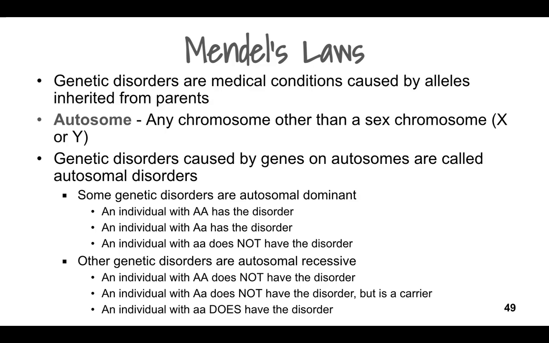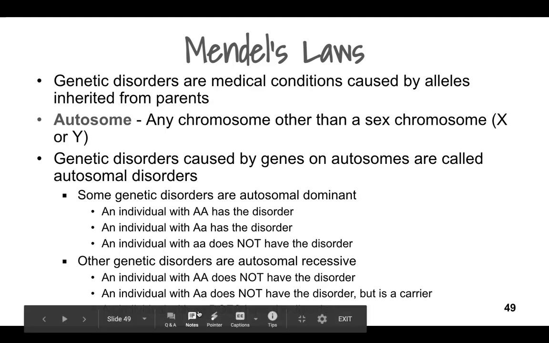Other genetic disorders are autosomal recessive. So an individual with two capital A's does not have the disorder. In this instance, they would be normal. An individual heterozygous big A little a still does not have the disorder, but they carry the trait. And an individual with two little a's does have the disorder. So in an autosomal recessive disorder, in order for you to express the trait, you need two lowercase letters.